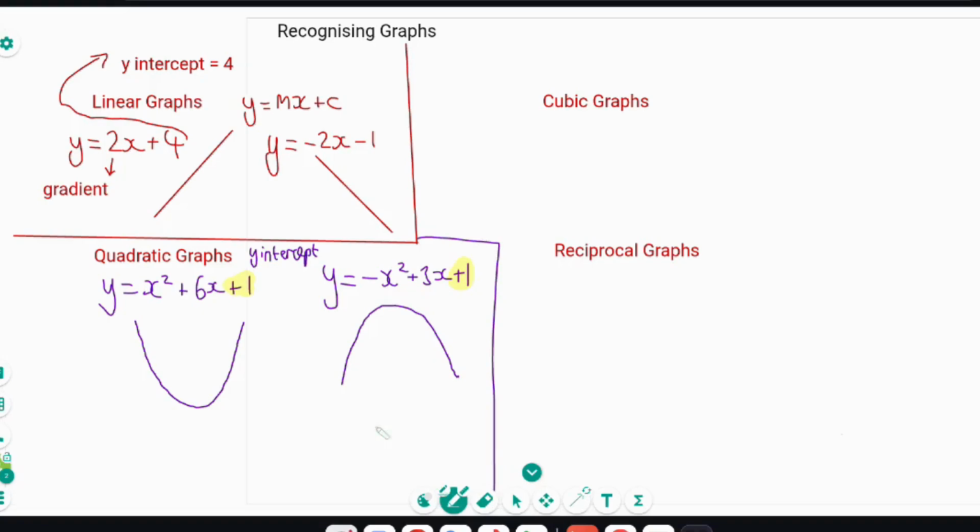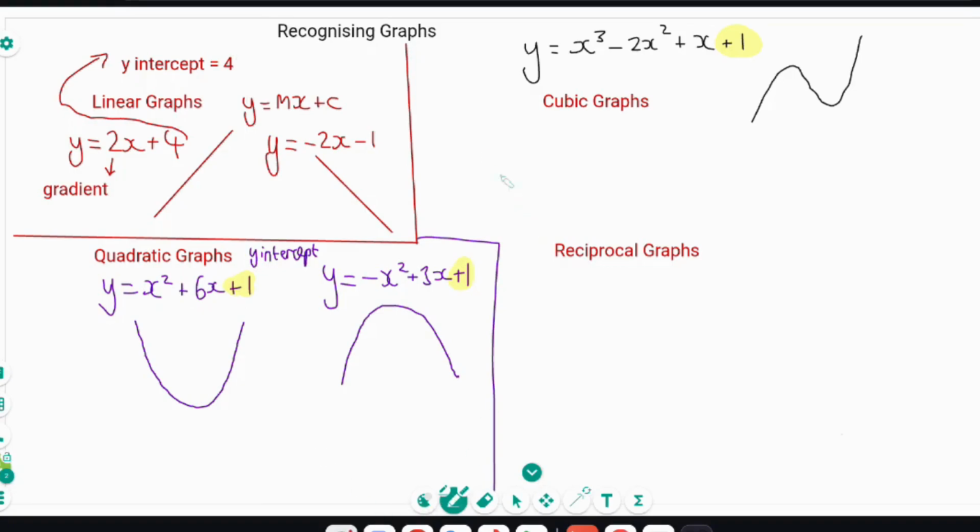Okay, cubic graphs. So cubic graphs would have the highest power x cubed. Might have an x squared term and an x term in it, but the highest power would be cubed, and it would look something like this. What's my y-intercept? Always seems to be 1. It is 1 here. Right, I'm going to draw the next one so it's not 1, we'll give the equation so it's not 1.